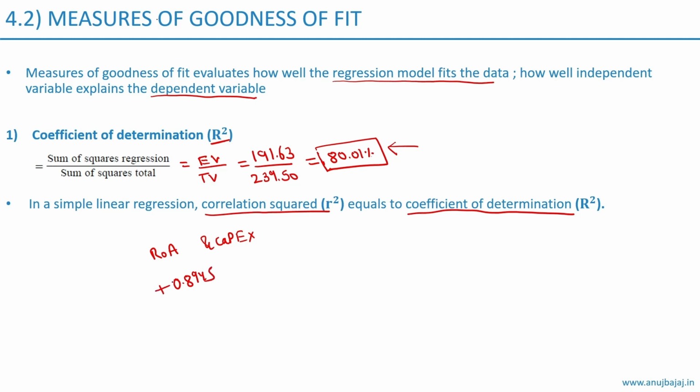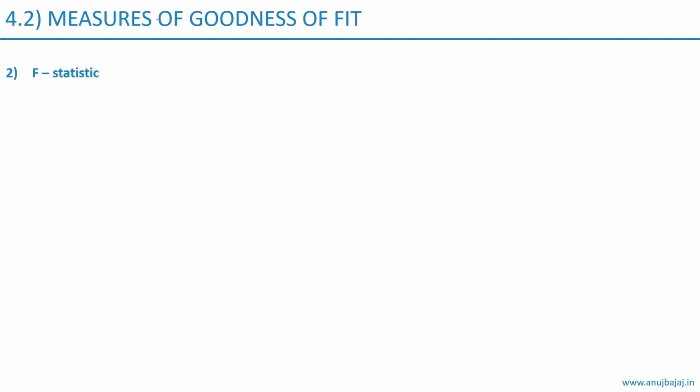positive. And if we take the square of this, we get 0.8001, which is the same as coefficient of determination. But this happens only in a simple linear regression. In a multiple linear regression, the square of the correlation does not equal the coefficient of determination. The second measure of the goodness of fit is the F statistic.